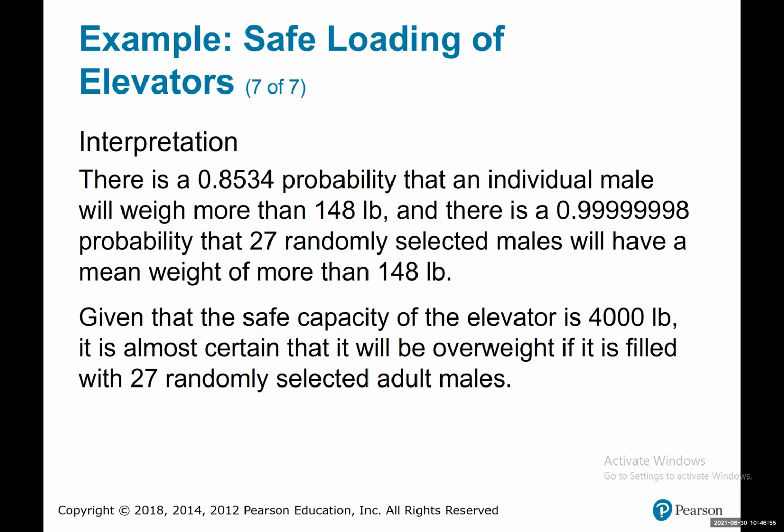So given that the safe capacity of the elevator is 4,000, it's almost certain that it will be overweight if it is filled with 27 randomly selected adult males. In the worst case scenario, if all 27 in there are males, you're sure that this is overweight and not as safe as you're expecting it to be.